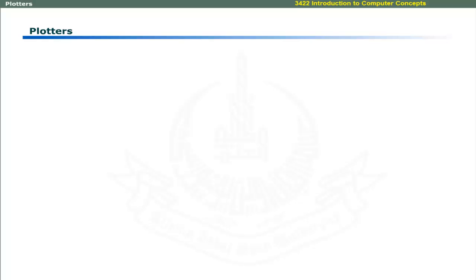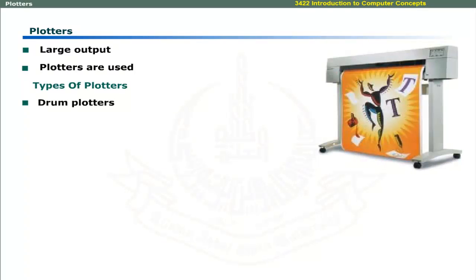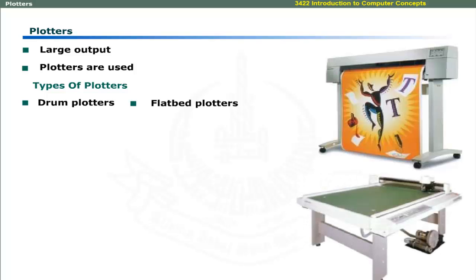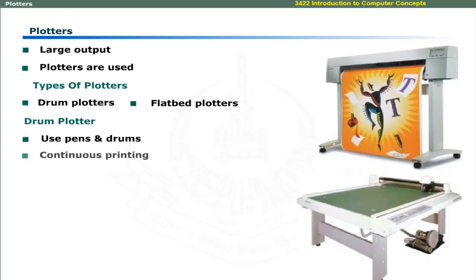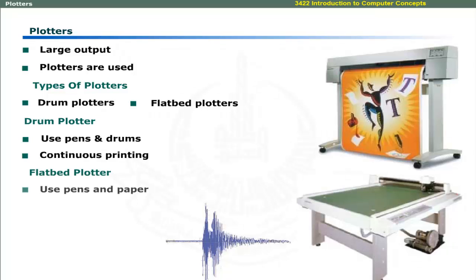The output of architectural work is usually very large and may be printed over a few square feet of paper. In this case, plotters are used. The two types of plotters are drum plotters and flatbed plotters. Drum plotters use pens and drums to print the image in continuous form, for example, an earthquake pattern. In flatbed plotters, the pens and paper move concurrently to produce the output.